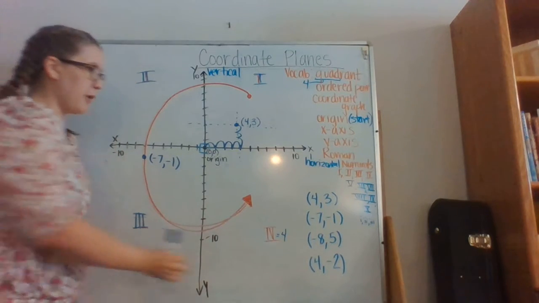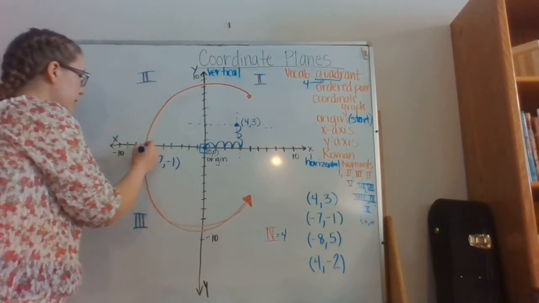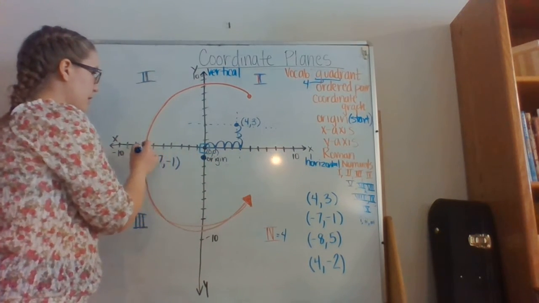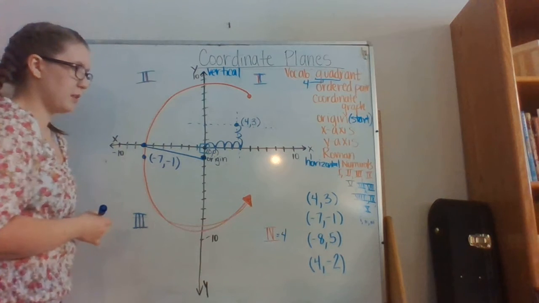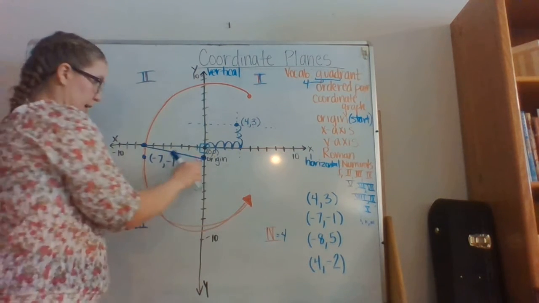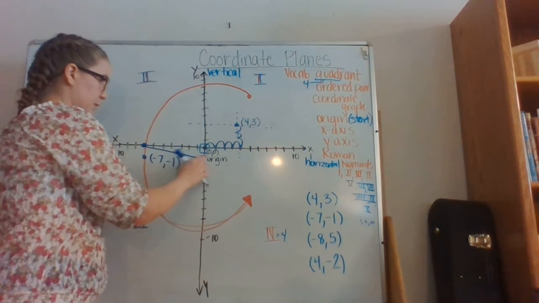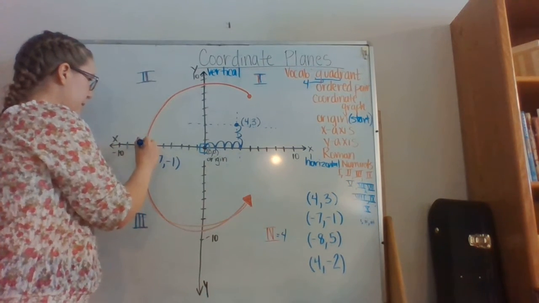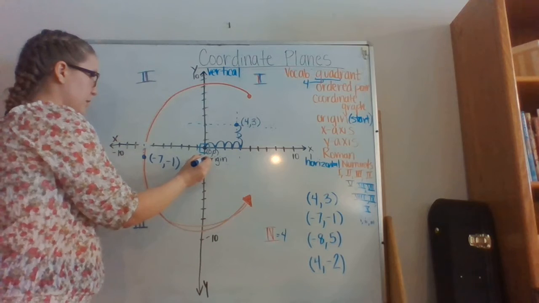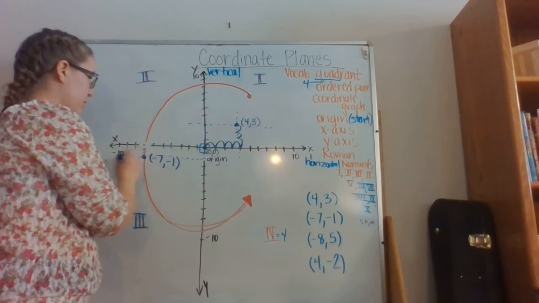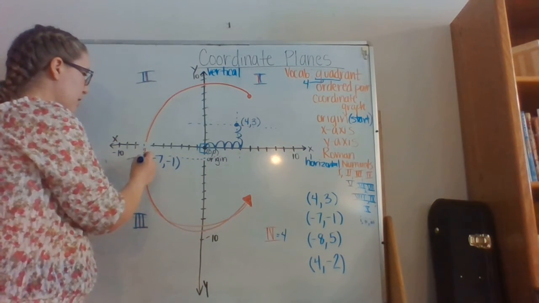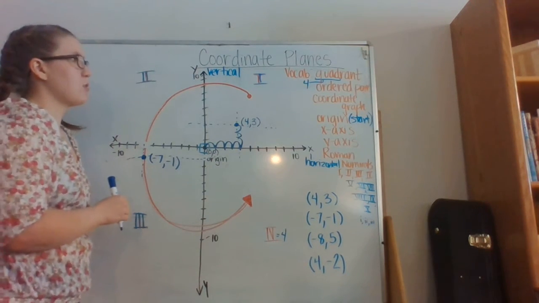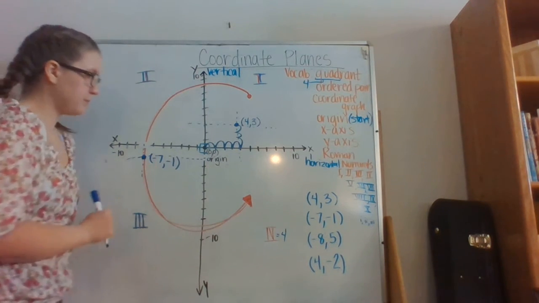So some people think, okay, I know the -7 goes here, so I'm going to put a dot here, and I know the negative 1 goes here, and then they draw a line or something to connect them. That's not how you connect them. You connect them by imaginary lines. So I connect them with those imaginary lines, and then I put a point where they intersect. So I put a point right there.